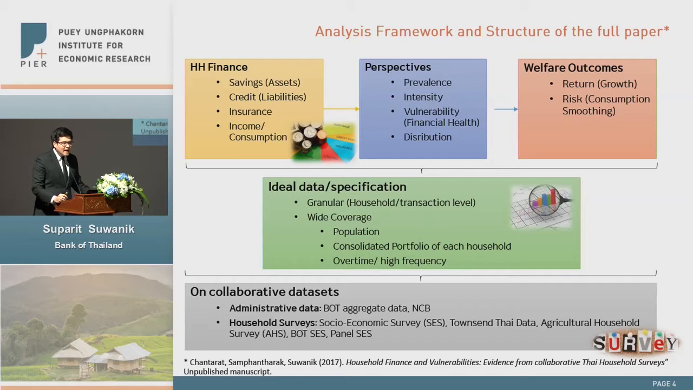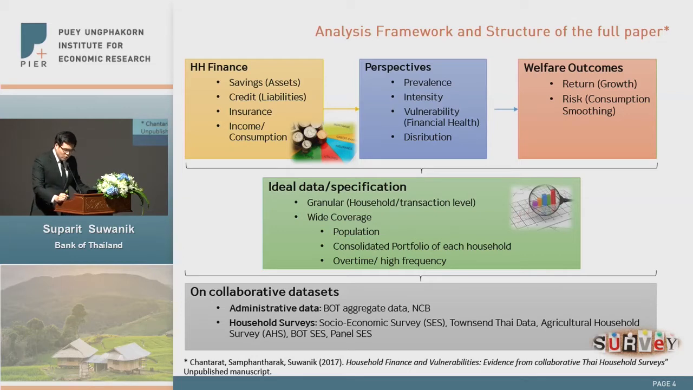And the data that we would like to have needs to have two characteristics. One is granularity, and the other is wide coverage that covers the population across time and in high frequency. So what do we have in hand? We have two data sets. The first one is the administrative data, which is the Bank of Thailand aggregate data, and also the National Credit Bureau data that Dr. Somrat is working on, and she's the expert on this.